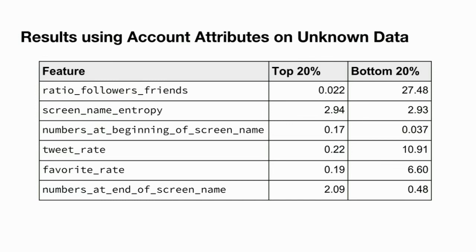When it came to screen name entropy, we didn't really see any differences, especially not any statistically significant differences between those accounts in the top 20% and the bottom 20%. However, when we looked at the numbers at the beginning and the end of the screen name, we did see some pretty unique differences between those accounts that were labeled as bots and not. We also saw that our classifier was saying that accounts that were more active, that were tweeting or liking tweets more often, were more likely to be genuine.